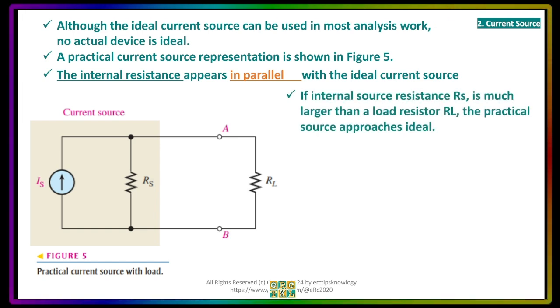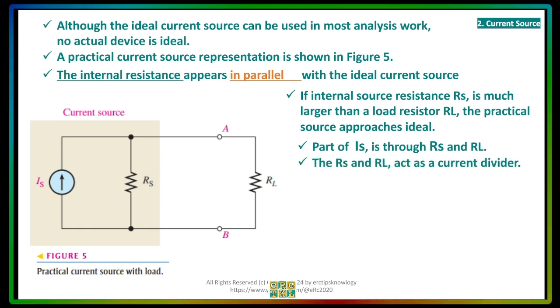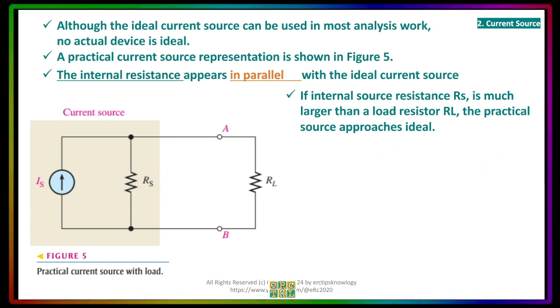Now, if the internal RS is very big, or much larger than the RL, the practical source will approach ideal, or it's almost as good as ideal. It means that we need to keep the RS much lower compared with RL, or we can also say that RL must be much greater than the RS.